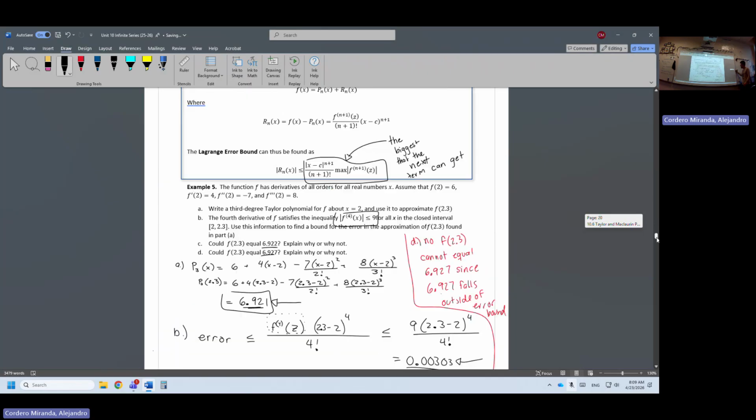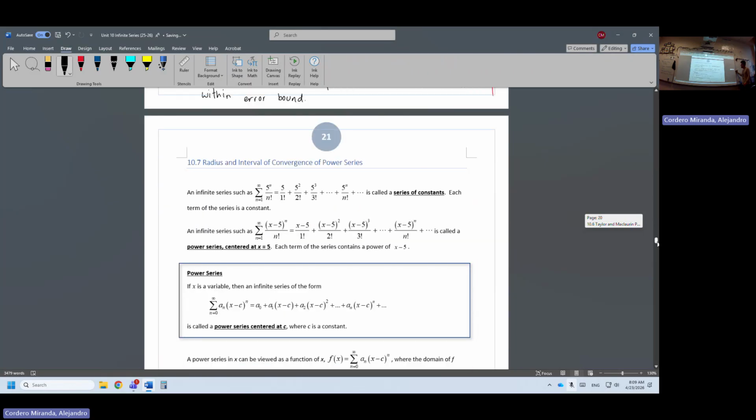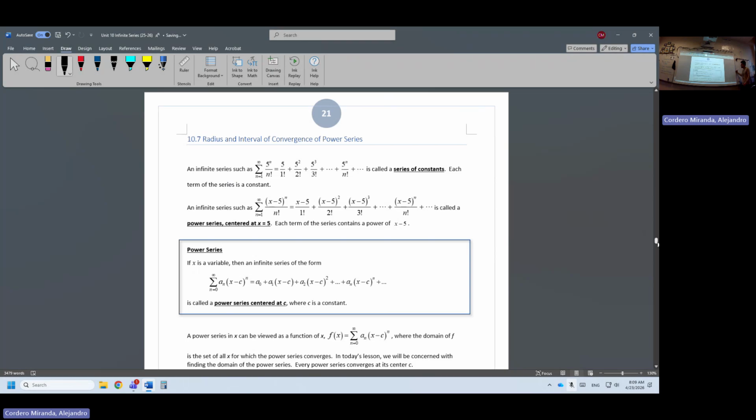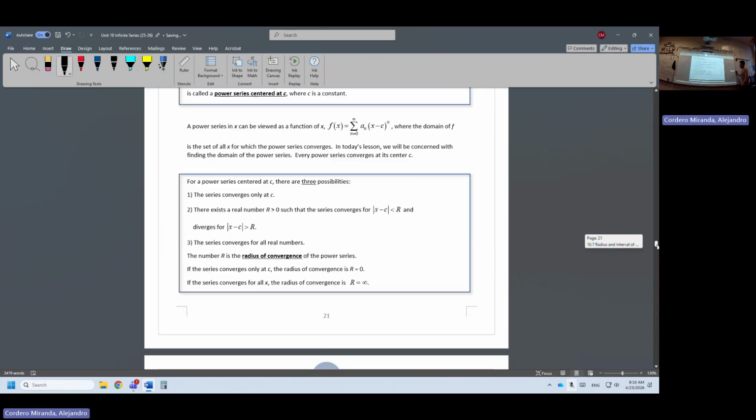So basically, that first page of 10.7 that says a bunch of stuff is a summary of exactly what I just said. It's review of what you already know. Power series, it's what I just said. This says that depending on the x value that you put into the series, it might converge or it might diverge. And then this box is the biggest important box that says there's basically 3 options.